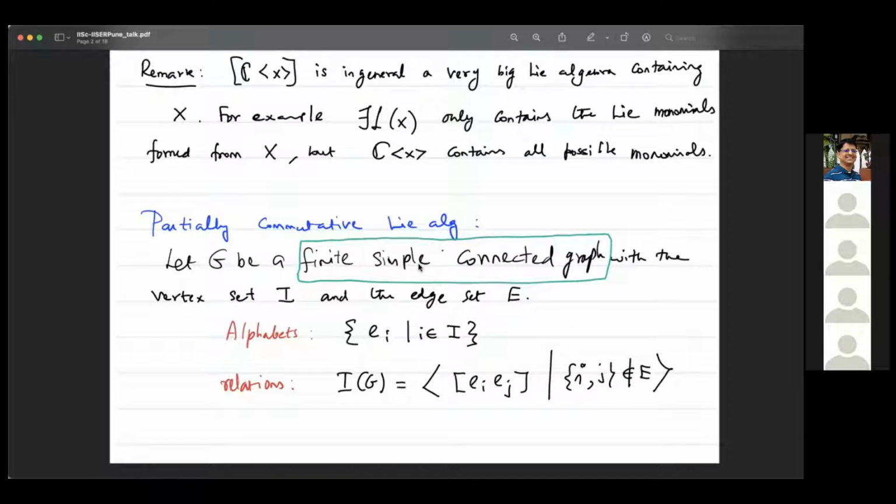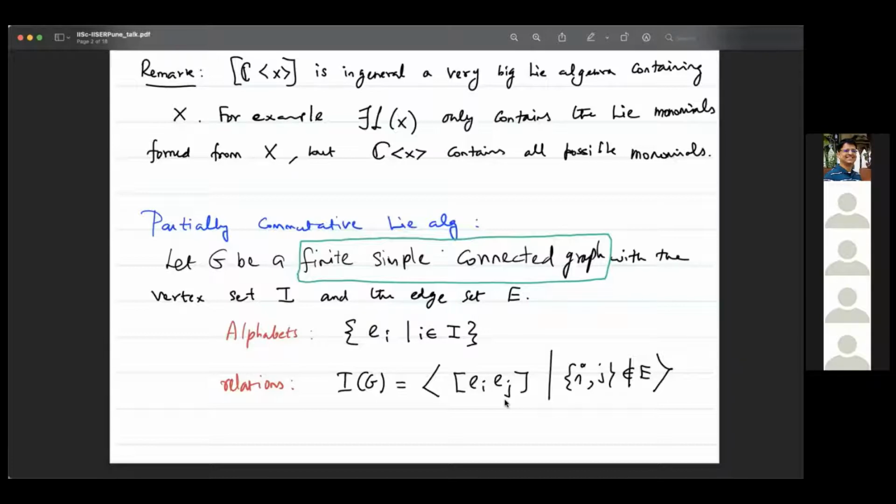That will be clear in a minute, because I'll be interested in the vertex coloring. The vertex set of this graph G we denote by I, and the edge set by capital E. Given a vertex, I associate one alphabet letter, I call it e_i. These are all the alphabets I'm going to work with. Then I take the free Lie algebra generated by these e_i, and go modulo some relations, meaning you take the ideal generated by these relations. So what are the relations? They are also very easy.